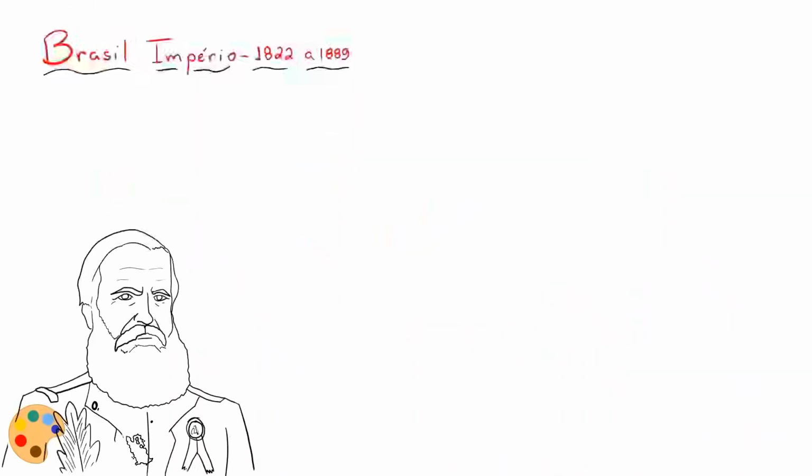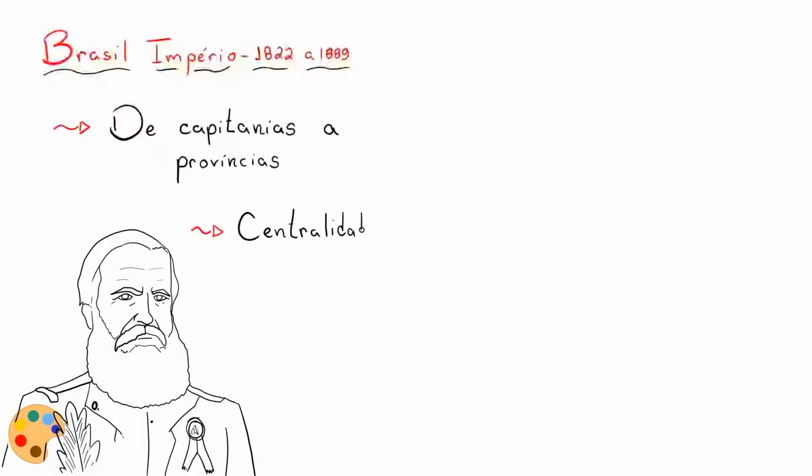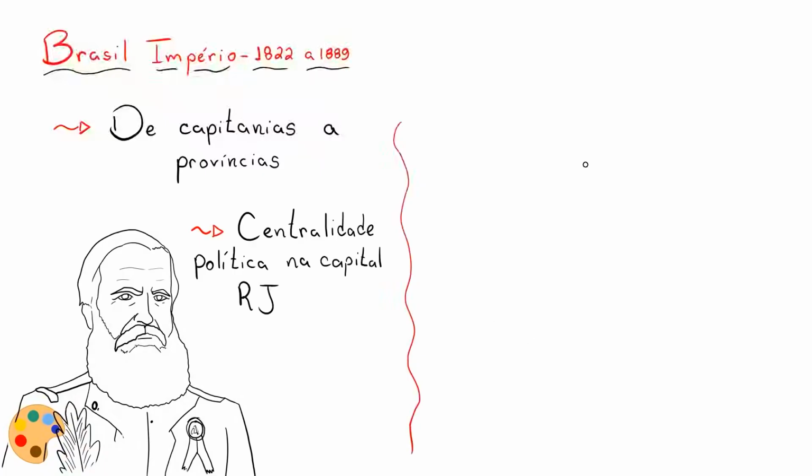And here, the territorial structure of the country changes significantly because we have the formal end of the hereditary captaincies, although the model had already proven to be flawed many years before. So in this period, the captaincies give way to the provinces, and political power becomes centralized in the country's capital, Rio de Janeiro at that time.